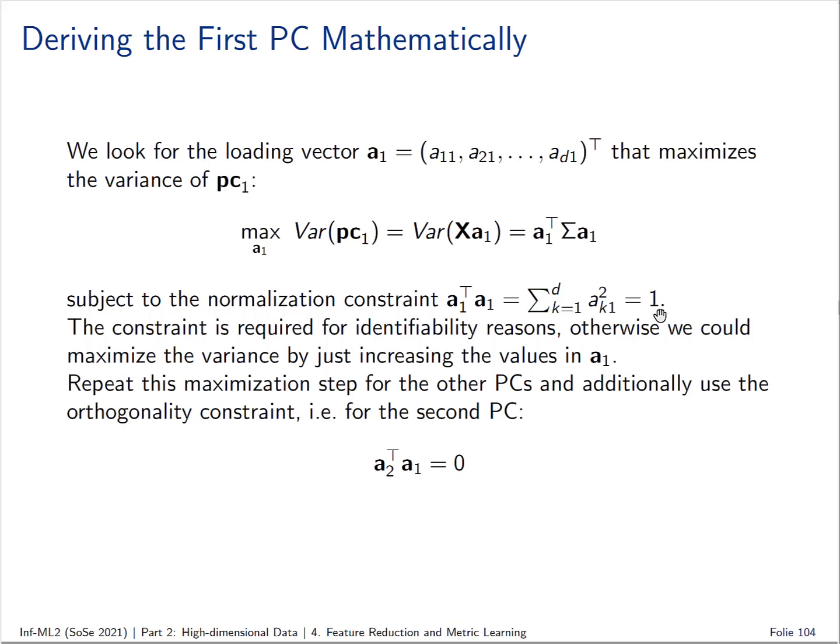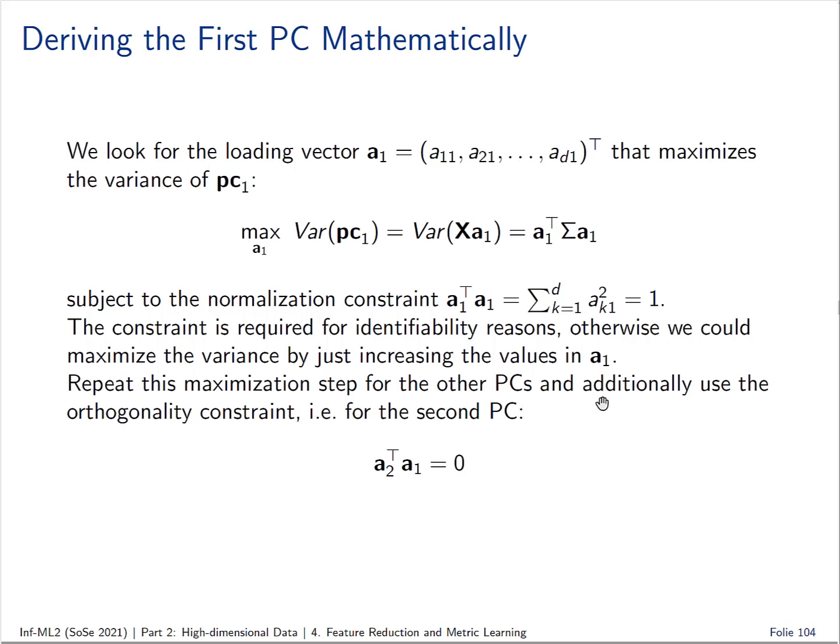We could do that by looking for that, and that is a maximization problem, an optimization problem, which can be solved by the typical solvers. If we did that, we can repeat this maximization step for the second PC and the third PC and so on and so on.